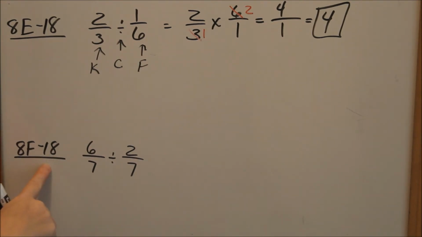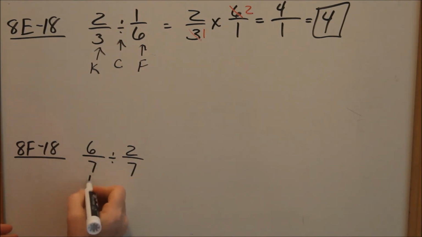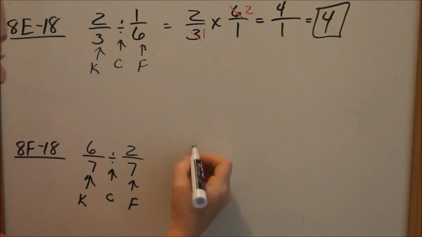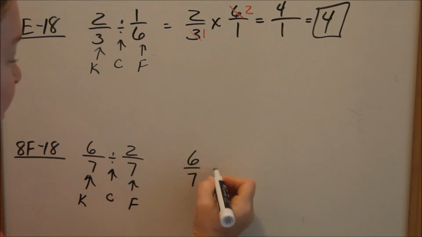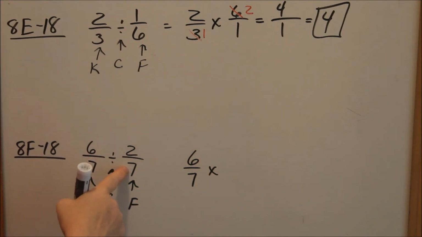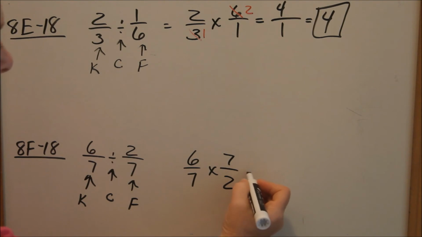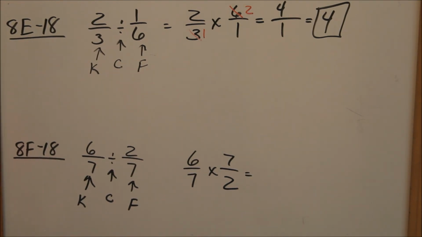Look at 8F18. 6/7 divided by 2/7. Keep, change, flip. If you write this down every time, it'll go into your head and you will remember. Keep, change, flip. So keep the first fraction, change this to a multiplication, flip the second one, basically turn it over, 7/2. Now you multiply straight across, or if you reduce in the problem, you won't have to reduce at the end.